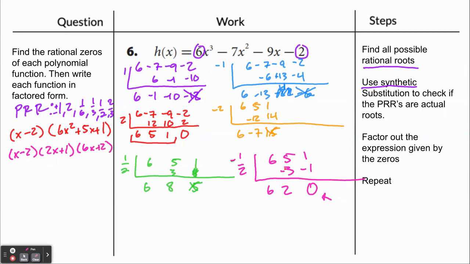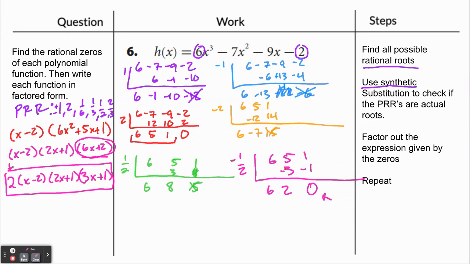And so now I don't have to continue this anymore. I'm actually going to factor out a 2 from here. And so what that means is that I'm going to throw the 2 on the outside, x minus 2, 2x plus 1. And when I factor that out, it's going to give me 3x plus 1. So I know that my factored form is here. Again, I just took the greatest common factor out of this and I put it in front. So my factored form, then I know my zeros are positive 2, negative 1/2, and negative 1/3.